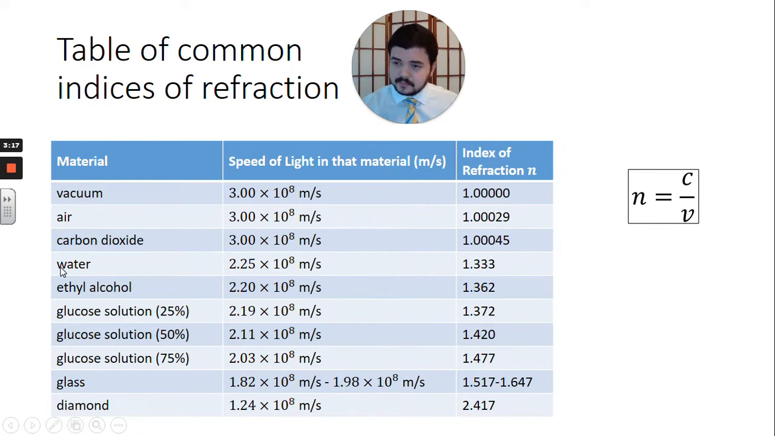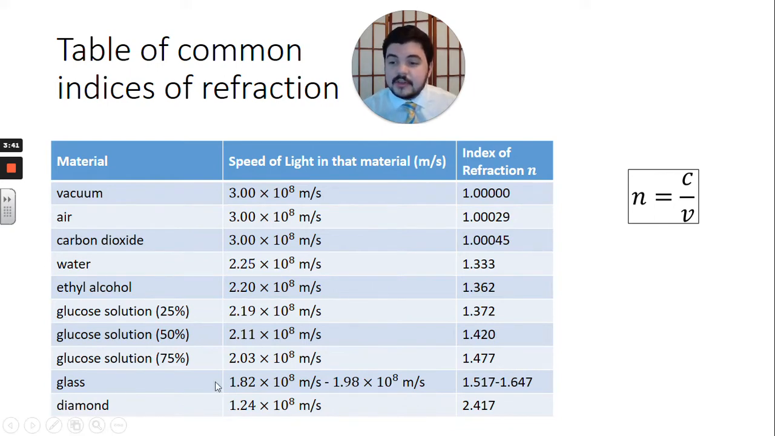Moving down, when light is moving through water, it only moves at a speed of 2.25 times 10 to the 8 meters per second. And if you take the ratio of c divided by 2.25 times 10 to the 8 meters per second, you end up with the ratio of 1.33. So that's our index of refraction for water.